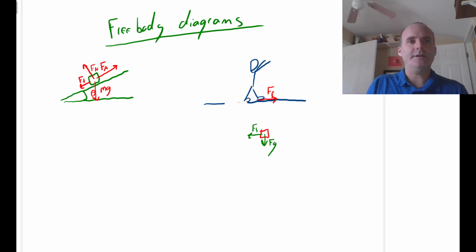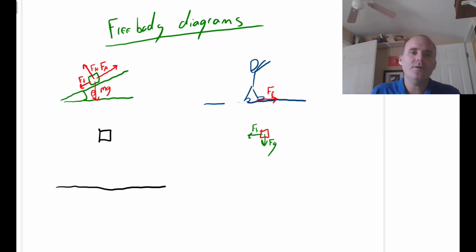Okay, let me think of another scenario. Let's say that we have an object falling with no air resistance. If it's falling, it's only going to have one force on it, and that's mg. If there was air resistance, we would have something like this: the force of air resistance.